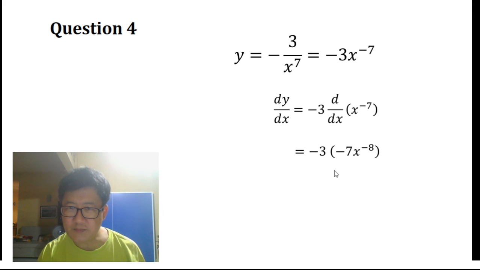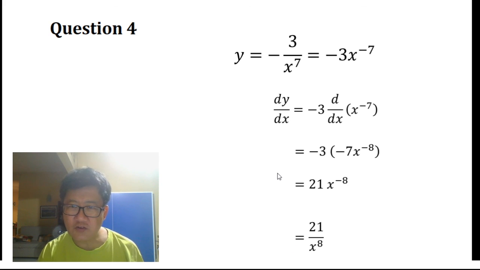So when we expand this, 3 times 7 is 21, so 21x to the power of minus 8. The minus signs cancel out. And we can express this as 21 over x to the power of 8. So this is the first differentiation.